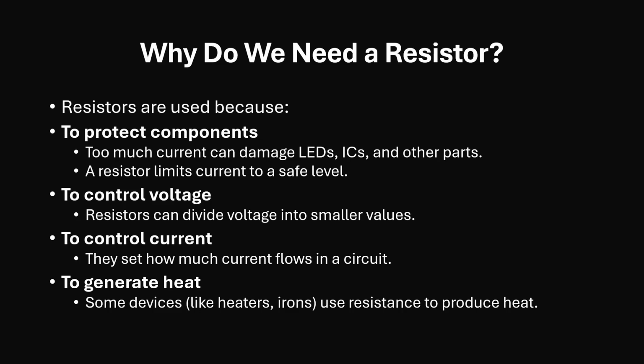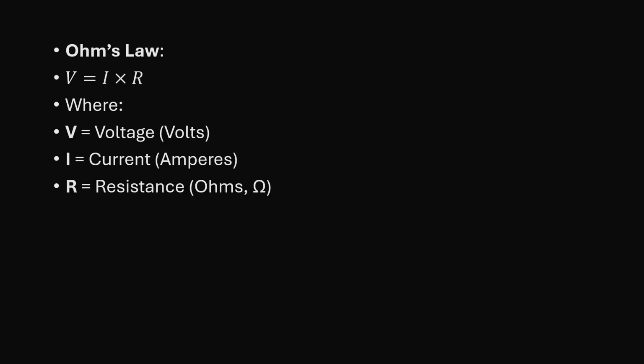Second, to control voltage. A resistor can divide voltage into smaller values. Third, to control current. They set how much current flows in a circuit. Fourth, to generate heat. Some devices like heaters and irons use resistance to produce heat.